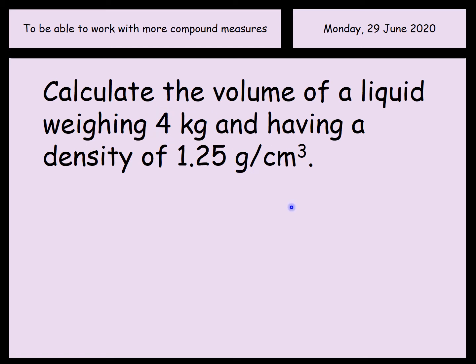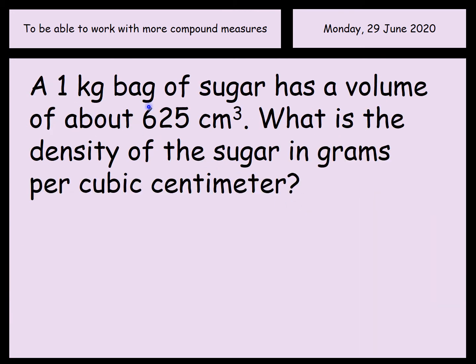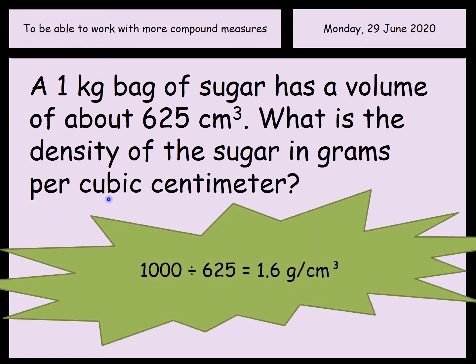So when we're calculating it, we're going to end up doing 4,000 divided by 1.25 instead of 4. Next question. A kilogram bag of sugar has volume of 625 centimeters cubed. What's the density of the sugar in grams per cubic centimeter? So again, we've got density. We want it in grams per cubic centimeter. It's currently in kilograms, so a bit of conversion first. And here's the way to do it. We're going to convert that to 1,000 and we're going to get 1.6 grams per centimeter cubed.